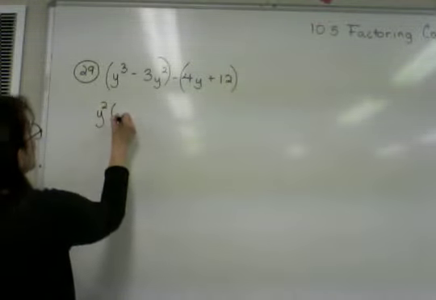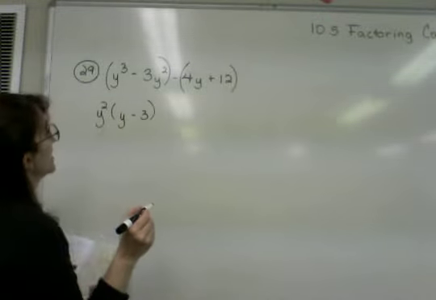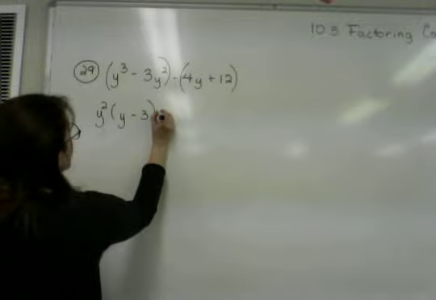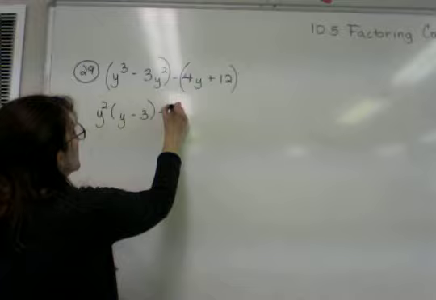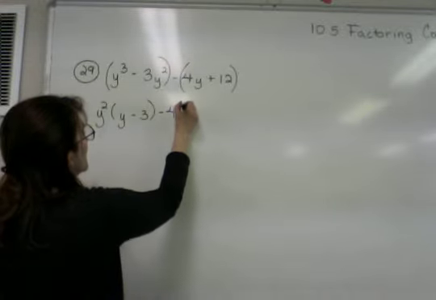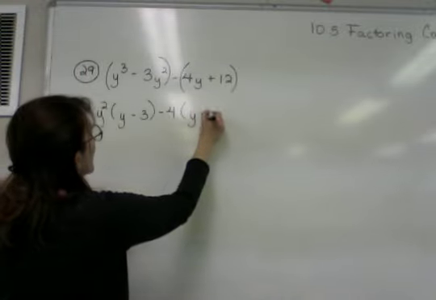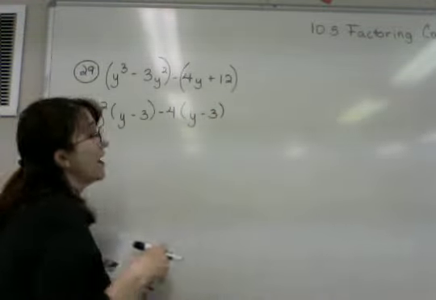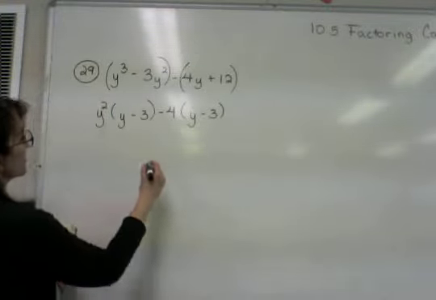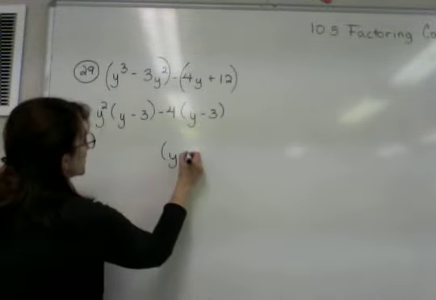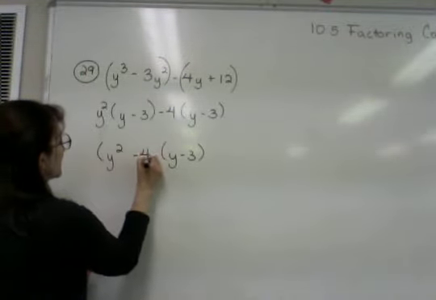So inside, you end up with y minus 3, right? And then over here, we've got 4 is common. So I'm going to take out the 4, and I end up with y minus 3. Well, hallelujah, right? We have a common binomial. So I'm going to bring down the y minus 3 one time, and then the y squared minus 4.